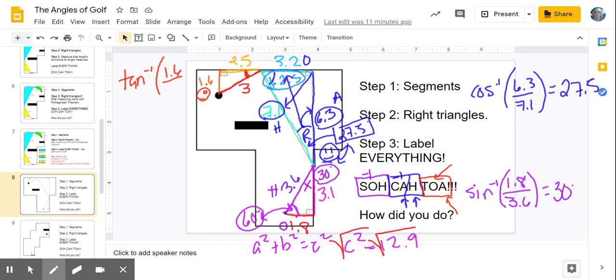2.5 or 3? Don't everybody talk at once. Opposite is on the opposite side. Hypotenuse is always across from the right angle, which means the adjacent is 2.5. So now you want to put this in your calculator. Make sure it's in degree mode. I don't know that we've said that out loud today. 1.6 divided by 2.5. And what do we get for degrees there?